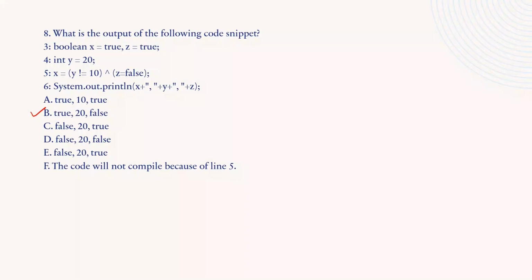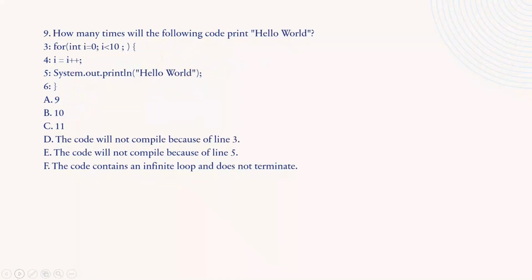Now z is false, that is why z is false over here, and the y value is 20, so it is 20. Nothing much to discuss. The only thing that you need to see is this particular operation that is happening over here. Don't get confused with the double equals operator, it's a single equals, it's just assignment. Even though it is assigned to z, z itself becomes false and this expression returns false completely. That is why the answer is P.